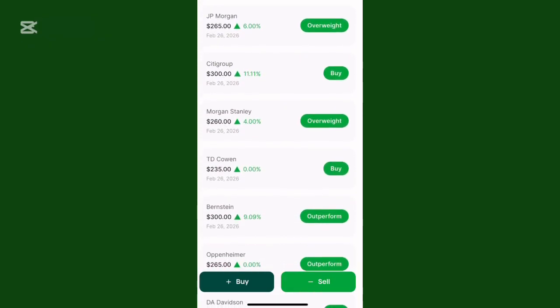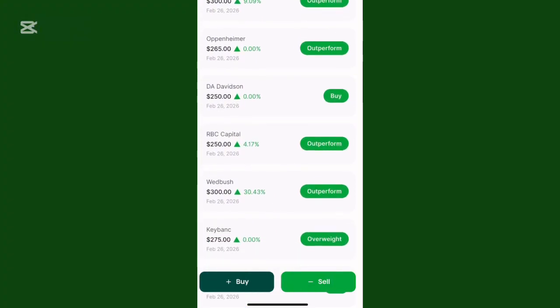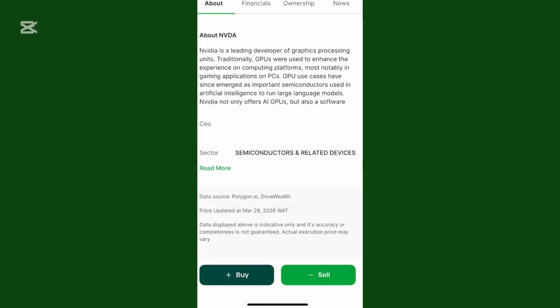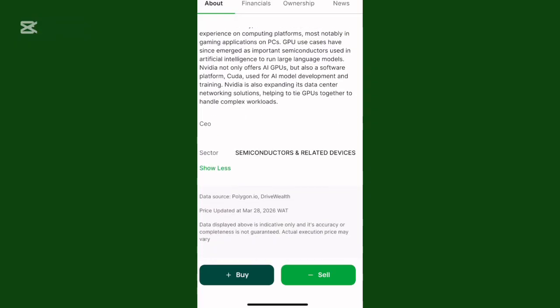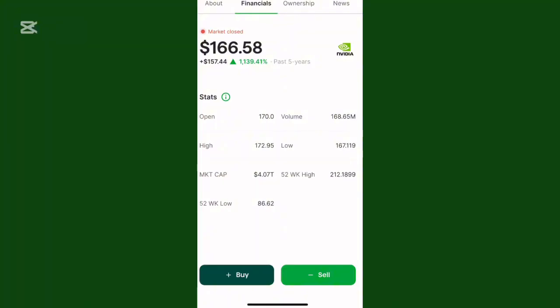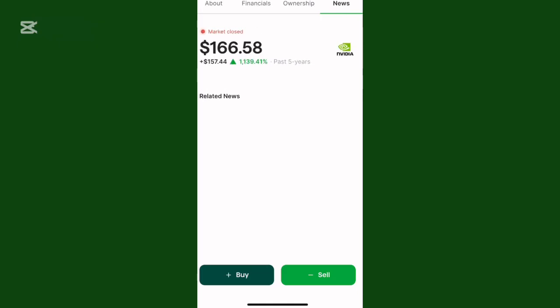You can see JP Morgan, Citigroup, Morgan Stanley, their prices and their rating. Also, you can learn about the company. If you scroll down, they tell you the details, the sector, and everything you need to know. So when you click on the financials, they tell you the market cap, volume, and all of this, ownership. Then you can also see related news.